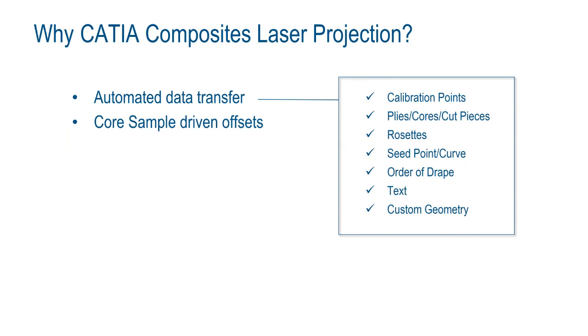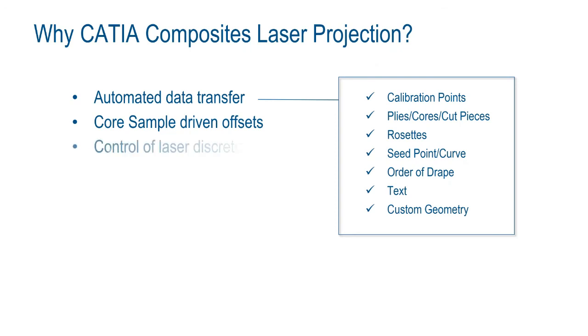Some other advantages, the ability to have core sample driven offsets. This really becomes more significant for thicker laminates and possibly parts with high curvature, where the plies that are being laid up on the tool can no longer be assumed to rest upon the tool surface itself, so there would need to be some elevation that those plies are projected at. Again, also taking into account core inserts if the part contains one or more of those.